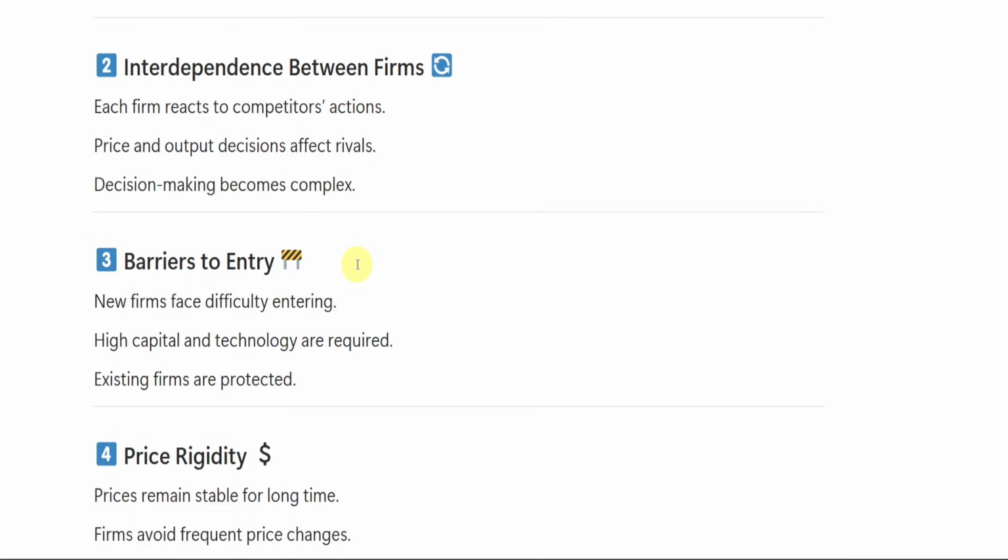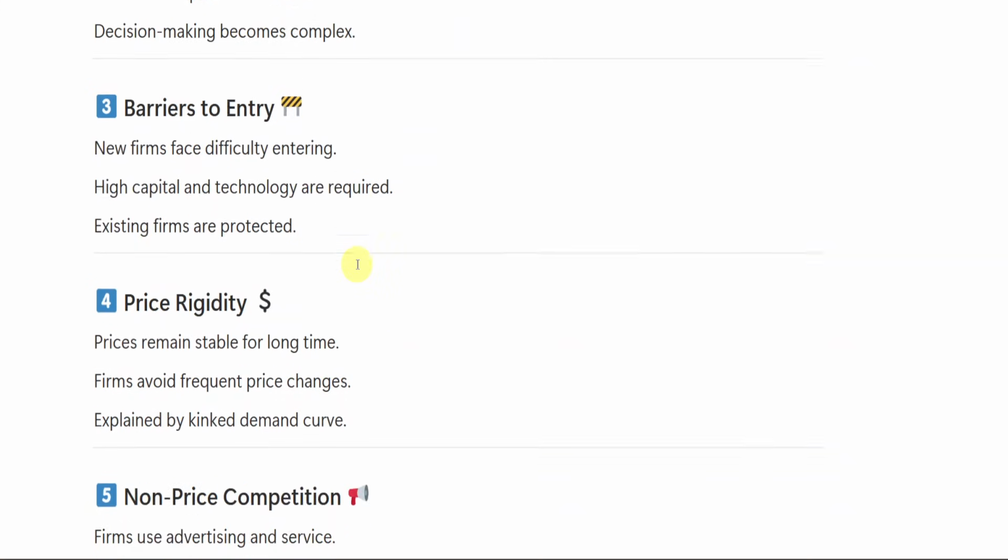Barriers to entry, students. New firms cannot enter easily because huge capital is needed, strong brand names, advanced technology, and government rules are needed. So existing firms are protected here.